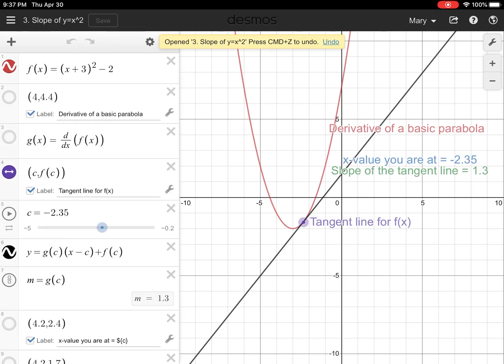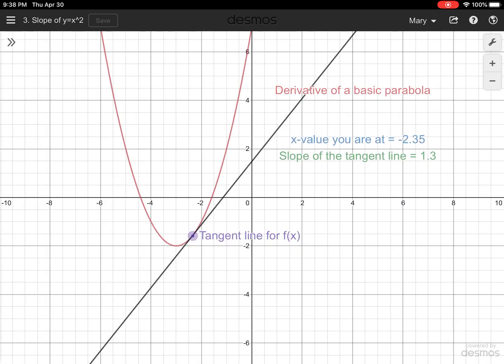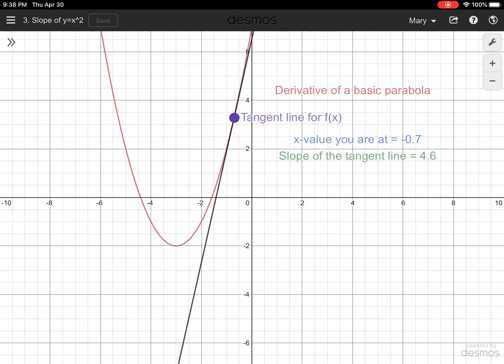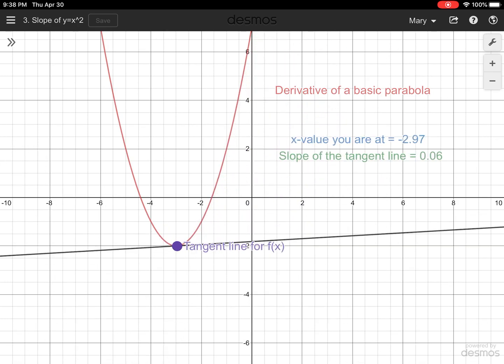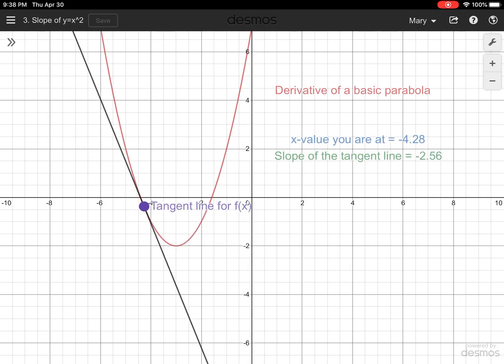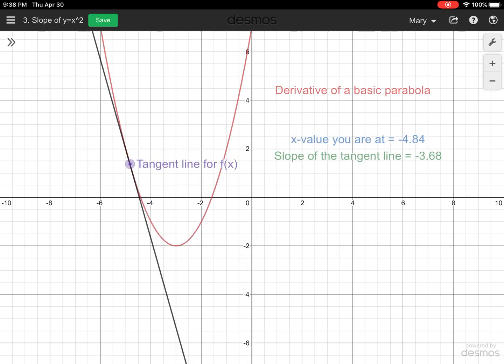All right, give me a second for this little yellow thing to go away. All right, so here I have another parabola, and it really does the same thing as the last one. You see the green numbers going up as I move to the right, and then it goes towards 0 right there, and then it's decreasing on this side, so it has a negative slope.